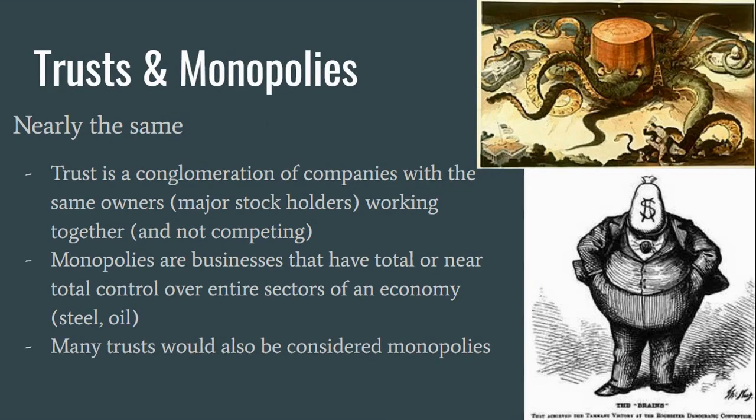Let's talk briefly about trusts and monopolies. We see these terms used interchangeably in the time period and sources, and they mean nearly the same thing. A trust is a conglomeration of companies with the same owners, usually being the major stockholders of the companies. They make sure the companies they own work together and not compete against each other. So it gives the allure that there are different companies competing, but in reality, they are not. Monopolies are businesses that have total or near control over entire sectors of an economy. We see this most prominently with the steel and oil industries. So many trusts would also be considered monopolies.